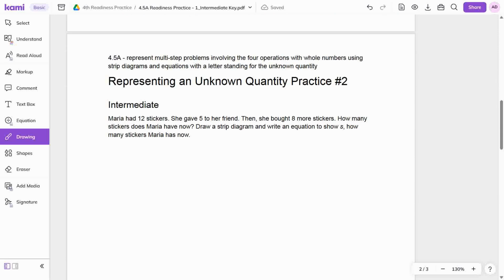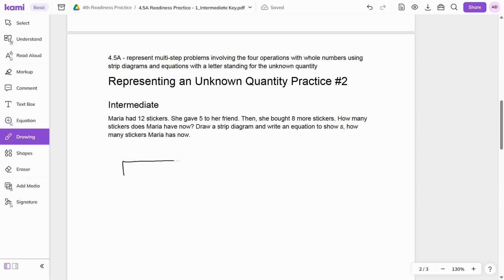So for our second problem, we've got Maria. She had 12 stickers. She gave 5 to her friend. Then she bought 8 more. So how many stickers does she have now? We need a strip diagram and an equation. Okay, so we're looking for S, how many stickers she has now. Okay, so let's draw this.